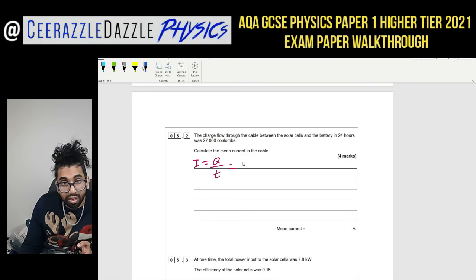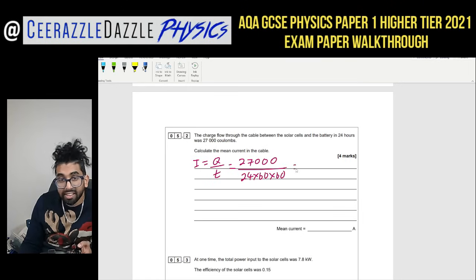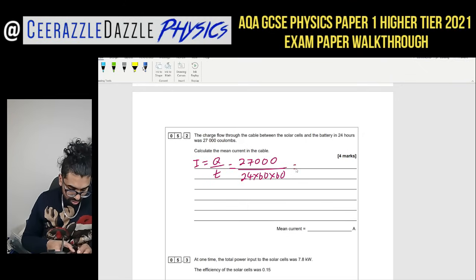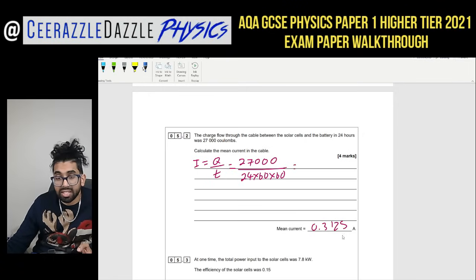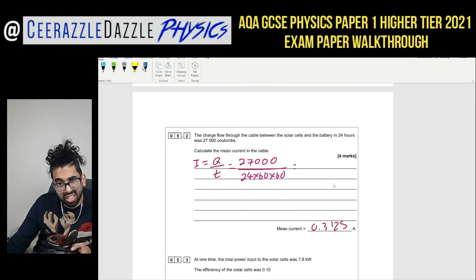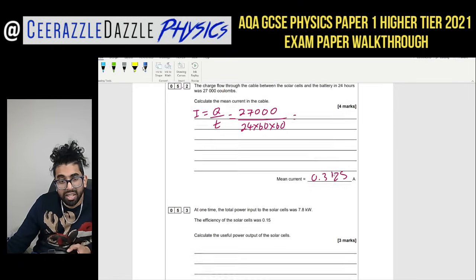The charge flowing is 27,000 divided by the time. 24 hours, how many seconds is that? 24 times 60 times 60. So we're going to go for 27,000 divided by 24 times 60 times 60. I'm going to get 0.3125 amps. So we've done that. It's a relatively easy question for 4 marks, easy stuff.